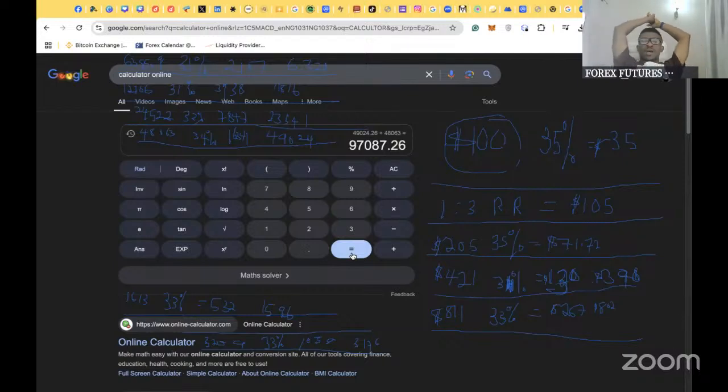$97,000. We have to stop here. That is week 10, week 11. Week 11. But let's go a bit further. Let's go a bit further and one for the road.